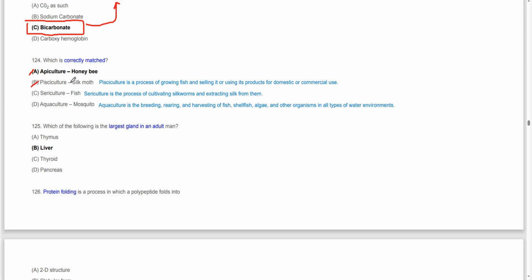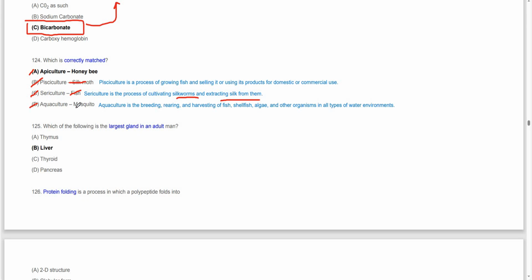Then pisciculture, silkworm is wrong. Pisciculture is the process of growing fish and selling it or using its products for domestic and commercial usage. So pisciculture is fish culture. Then sericulture is related to silkworms and silk-related items, that is to say silk moths and so on. Cultivation of that is called sericulture.